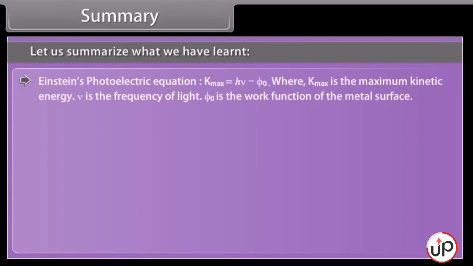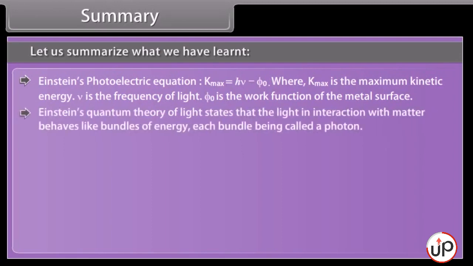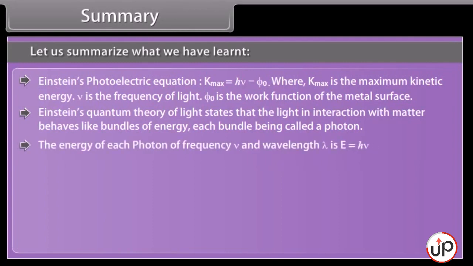Einstein's photoelectric equation: Kmax equals h nu minus phi0, where Kmax is the maximum kinetic energy, nu is the frequency of light, and phi0 is the work function of the metal surface. Einstein's quantum theory of light states that light in interaction with matter behaves like bundles of energy, each bundle being called a photon. The energy of each photon of frequency nu and wavelength lambda is E equals h nu.